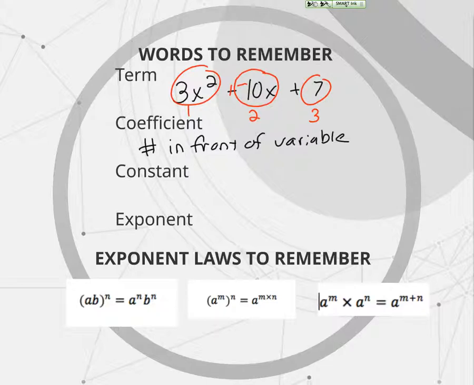What's a constant? Or I could phrase it this way, what is the constant term in the trinomial I wrote up there? 7. So how would you describe 7? How is 7 different from the other terms? No variable. So the constant term is a number with no variable. Again, that shouldn't be a new word, but I know sometimes we don't use the words all the time, we kind of lose them.